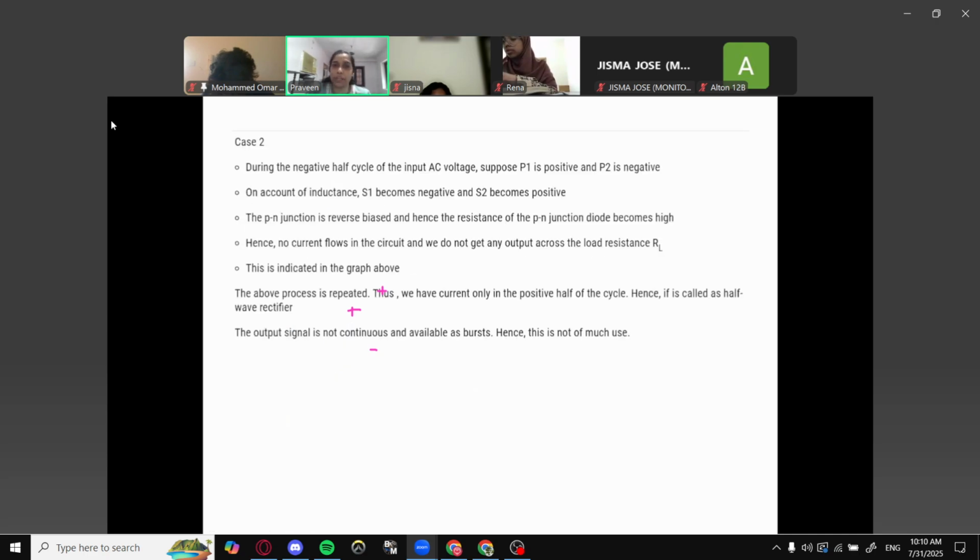Now, during negative half cycle, S1 will become negative and S2 will become positive. Just the reverse of what you just wrote. So the diode will be reverse bias and resistance of the junction will increase, hence no current will be flowing and there won't be any output across the load resistance. That also has been denoted in the graph. You can see that for the second negative cycle, the output is blank. This process will be repeated. Thus, we will be getting current only in the positive half cycle. Hence, it is called a half-wave rectifier.